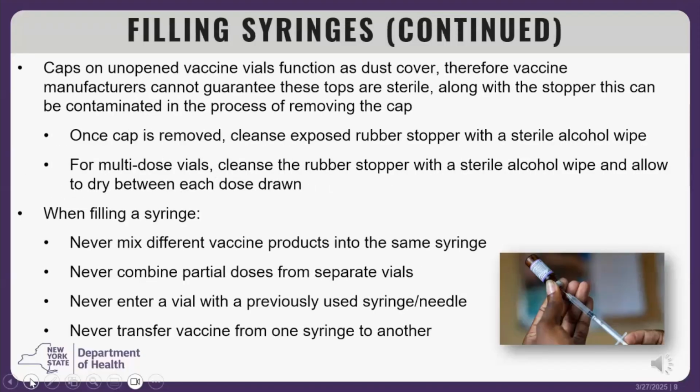The cap on a vaccine vial functions as a dust cover. Once removed, cleanse the exposed rubber stopper with a sterile alcohol wipe and allow to dry completely before withdrawing the vaccine. For multi-dose vials, cleanse the rubber stopper each time prior to withdrawing a dose. When filling a syringe, never mix different vaccine products into the same syringe. Never combine partial doses from separate vials. Never enter a vial with a previously used syringe or needle. And never transfer vaccine from one syringe to another.